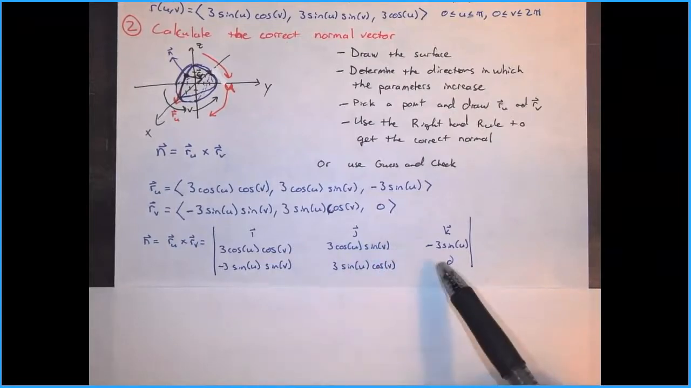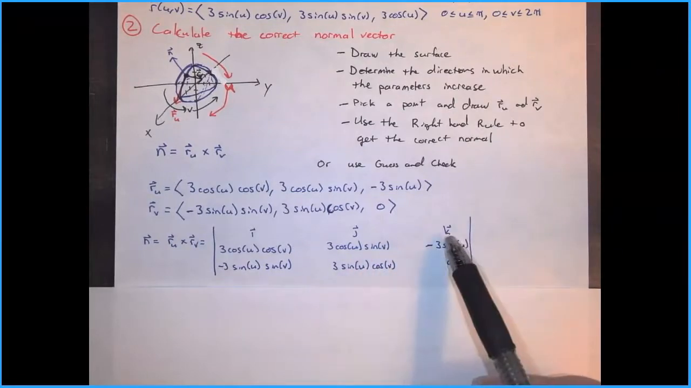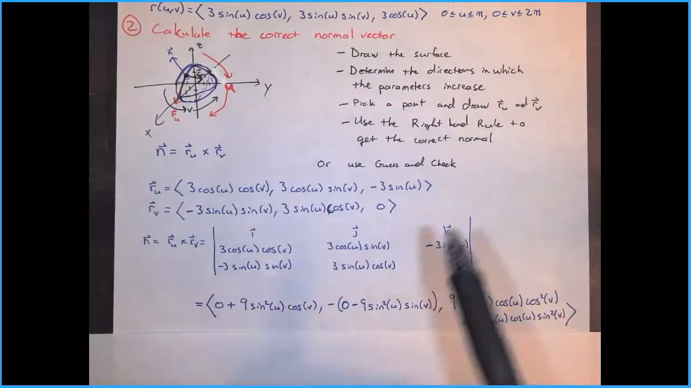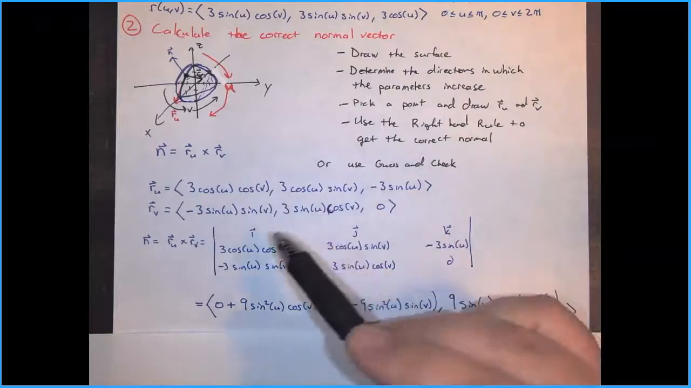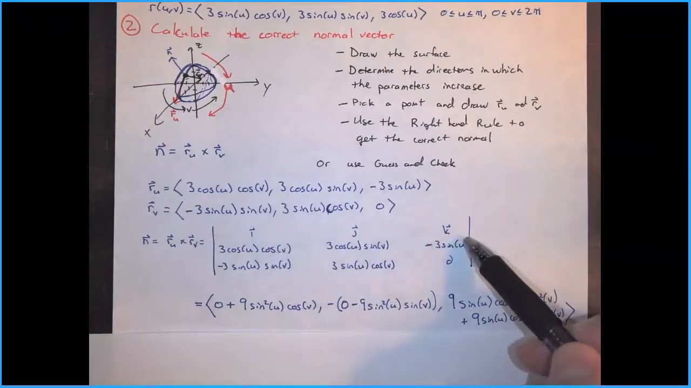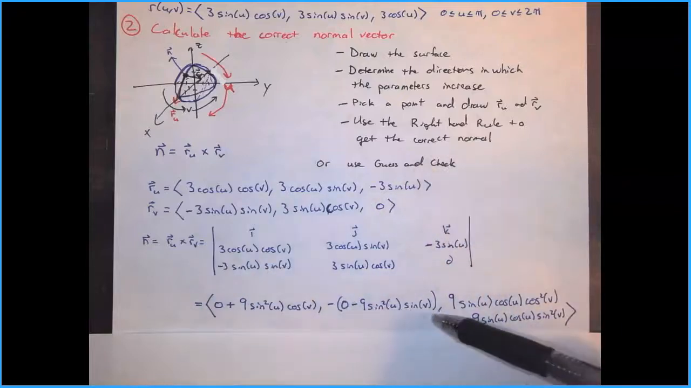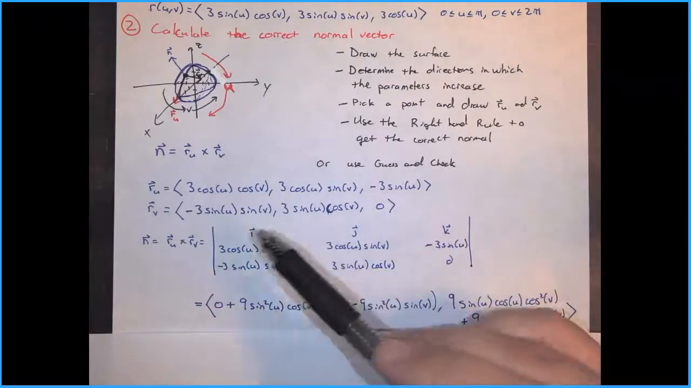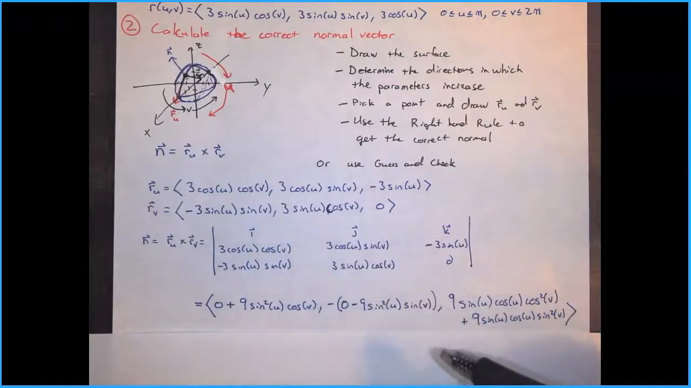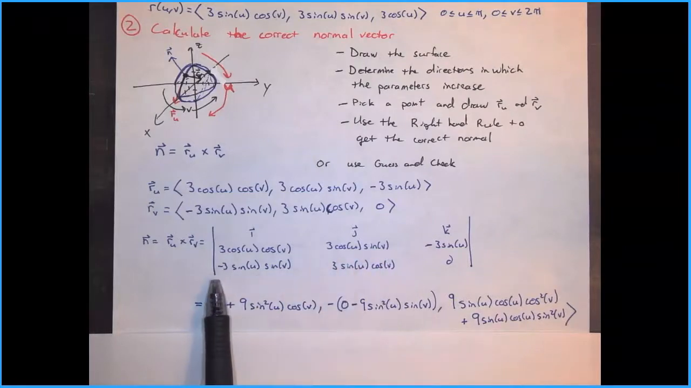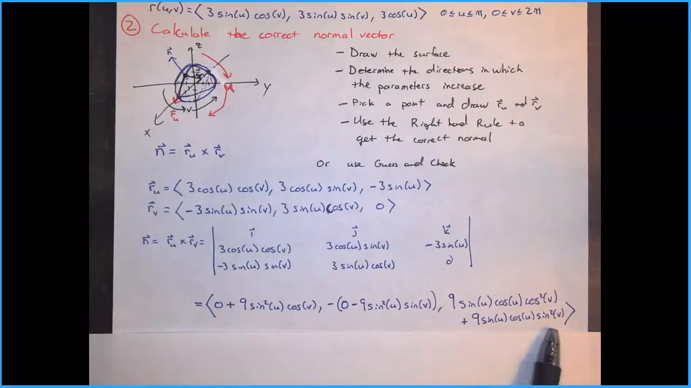The first component, I get 0 minus negative 9 sine squared u cosine v. So that's minus a negative becomes plus. Then I put a negative here. For the second component, I get 0 minus negative 3 sine u times negative 3 sine u sine v. That becomes minus positive 9 sine squared u sine v. And then for the third component, I get 3 cosine u cosine v times 3 sine u cosine v. So that's 9 sine u cosine squared v minus 3 cosine u sine v times negative 3 sine u sine v. So minus a negative becomes plus 9 sine u sine squared v.